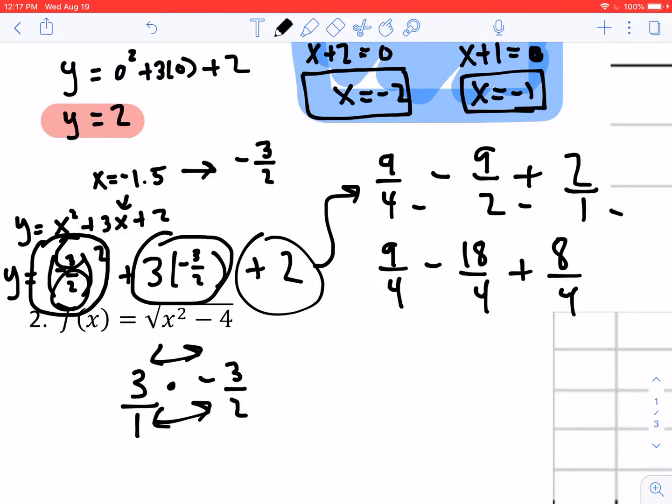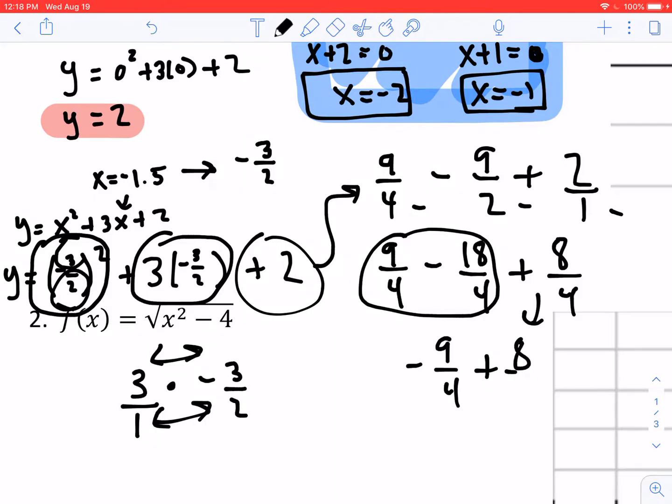9 over 4 minus 18 over 4 plus 8 over 4. 9 fourths minus 18 fourths is negative 9 fourths, because 9 minus 18 is negative 9, and you keep the denominator. Negative 9 fourths plus 8 fourths is negative 1 fourth. Whew!